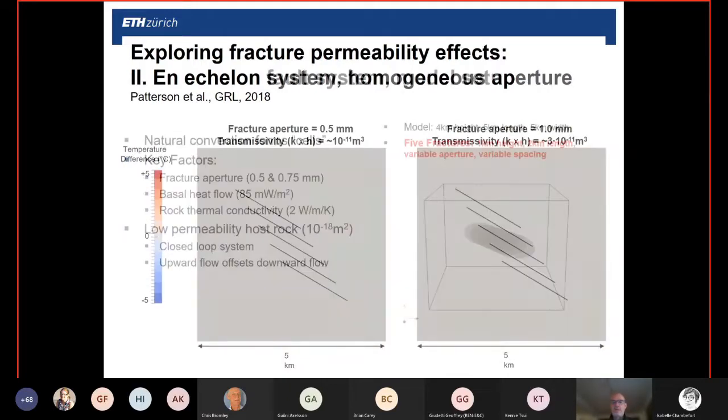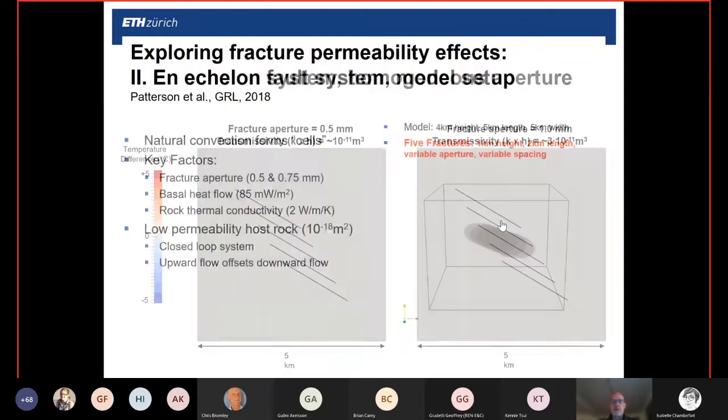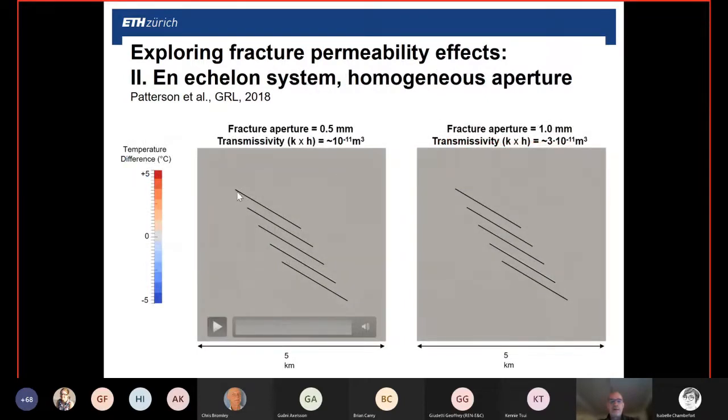Now we have a look from the top down, so we will see the fractures just as lines. They're extending perpendicular to what we see here. So in the video, we now look at what the thermal evolution is in there. In the beginning, not much is happening, then convection starts, and we see how the upflow zones make hot things around the fracture and the downflow zones cool things.